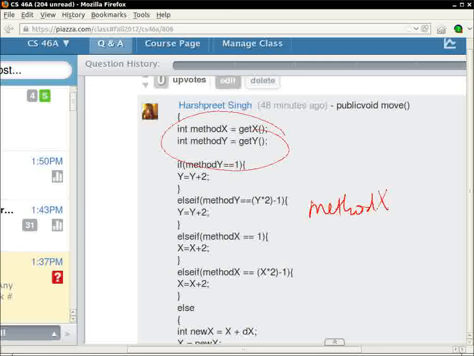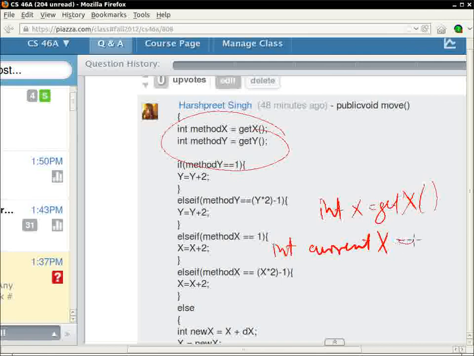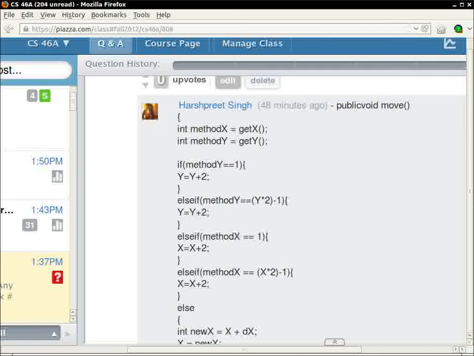What he wants to do, and that's very reasonable, is get the current X and Y position. So, what's wrong with saying int x equals getX? That would be just fine. Or if you think x is too short and someone told you not to have short variable names, you could say int currentX equals getX. That would be a better name than method X either way. This happens extremely often, that when people name the variable, they use the first thing that comes to mind, and it's something that you want to watch out for.